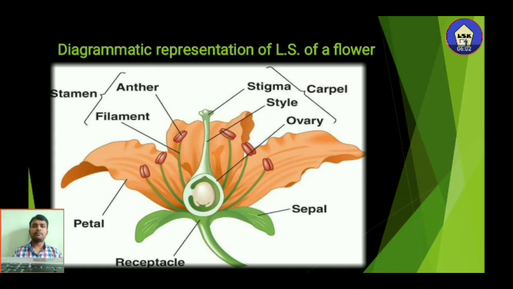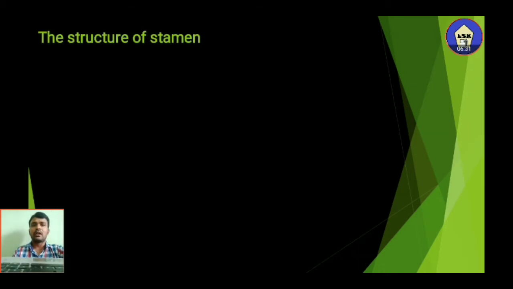In this chapter, we are mainly focusing on the essential floral organs, because essential floral organs are nothing but the floral parts which are directly involved in reproduction. That includes androecium as well as gynoecium. Androecium is the male sex part of the flower, and the gynoecium is the female sex part of the flower. We will discuss androecium as well as gynoecium in detail in this chapter.